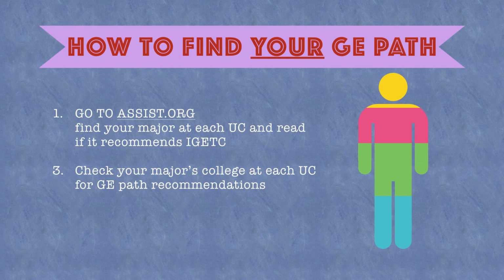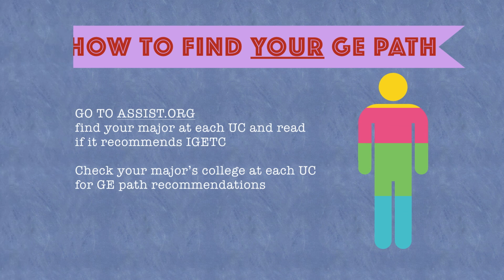So how to find your GE path? Go to assist.org, find your major at each UC, and read if it recommends IGETC. It's usually written right up there at the top. And as I said, high requirement majors usually do recommend breadth. And also check the colleges, check the major at each college, the actual page for the major for the GE path recommendations, just to verify.